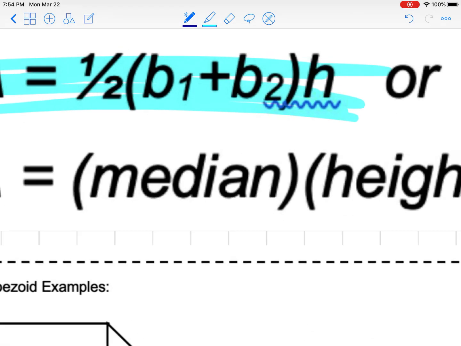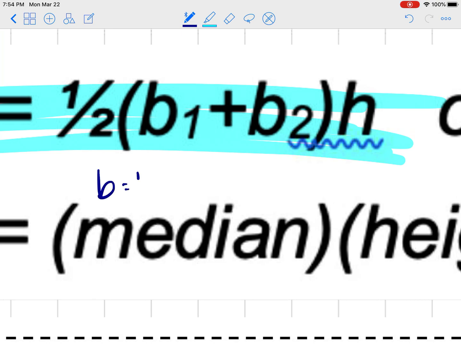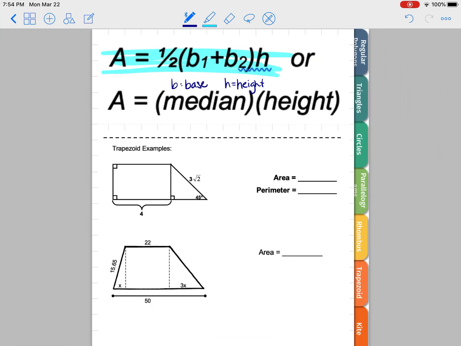The B stands for base, and that H stands for height. So you're going to add your two bases together first. Remember, bases are the ones that are parallel. And then we multiply it by the height and cut it in half. So let's look at this first example.